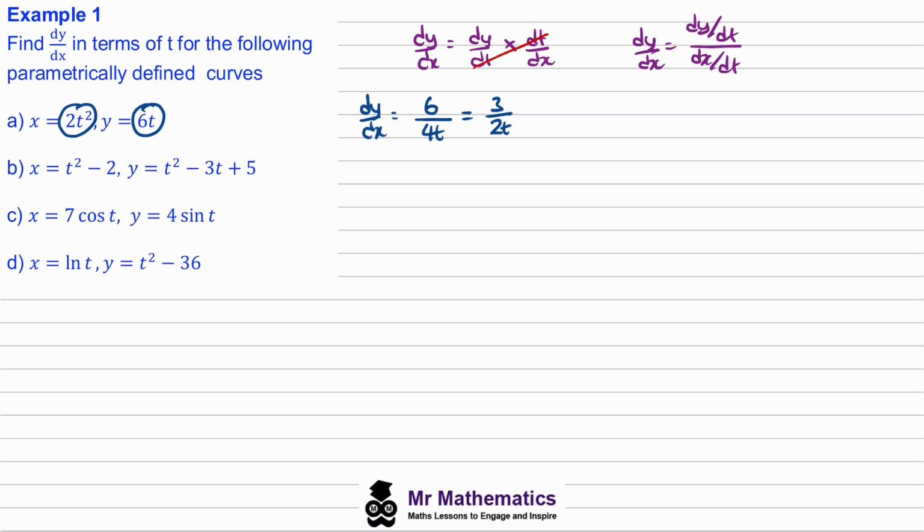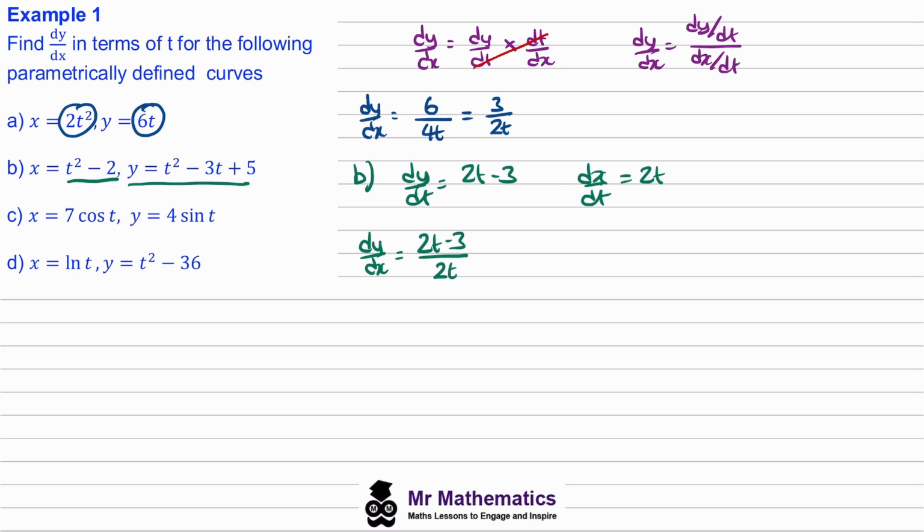For question B, we'll differentiate y with respect to t. So dy by dt will be 2t minus 3. And dx by dt, we differentiate this with respect to t, and we get 2t. So dy by dx will be dy by dt divided by dx by dt. And again, we can work out the gradient at any point on this curve if we know the value of t at that point. Do you want to try and work out dy by dx for question C and D? You can pause the video and come back when you're ready.